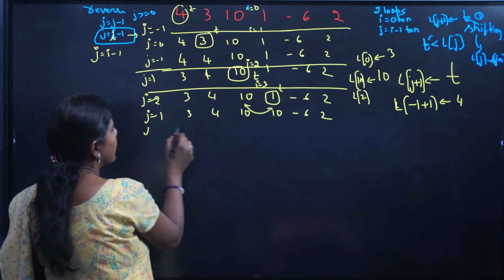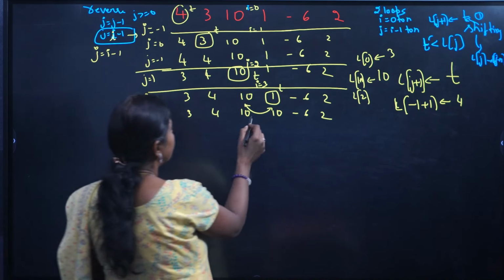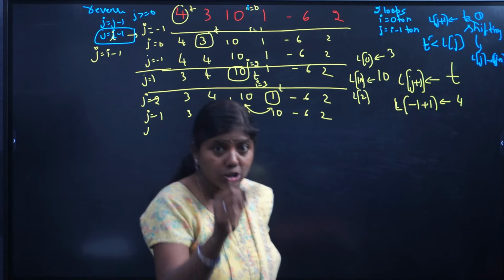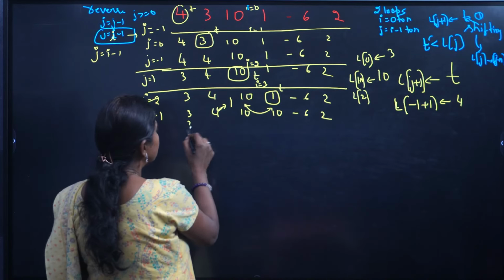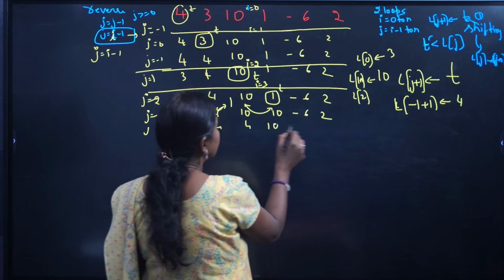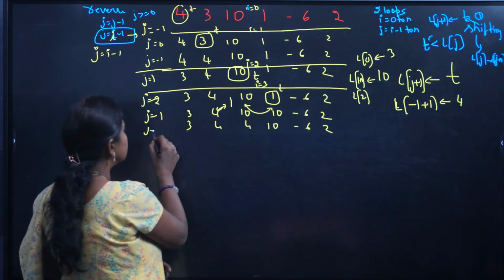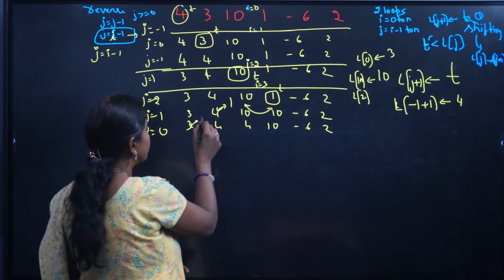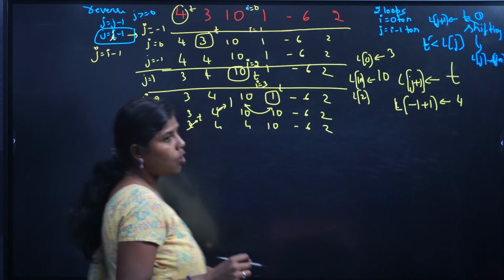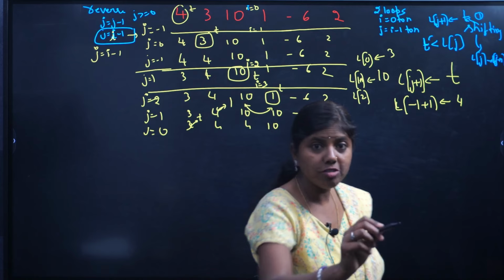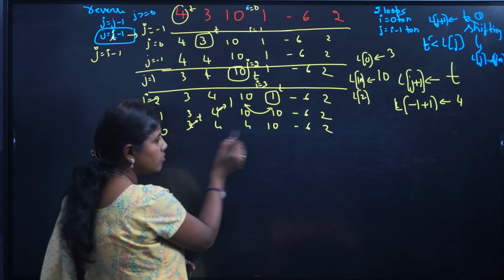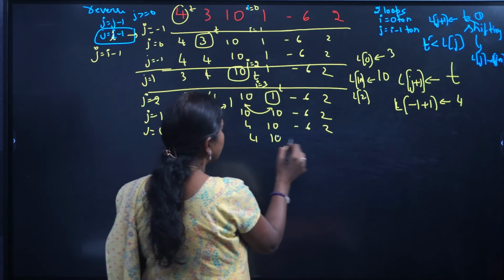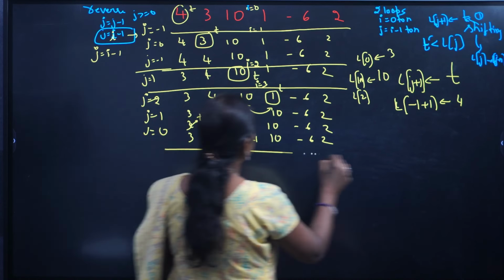Okay, now what will happen? I just have to compare here. 4 should be compared with 1. Okay, 1 is less. What do I have to do? Shift it. That means what happens? 3, 4, 4, 10, minus 6, 2. What about this? J is equal to 0. Compare L of 0, 3, you have to compare with t. T is equal to what? 1. 1 is less than 3. You shift it. Shift what? L of j to L of j plus 1. 3, 3, 4, 10, minus 6, 2. This is going to be the condition.